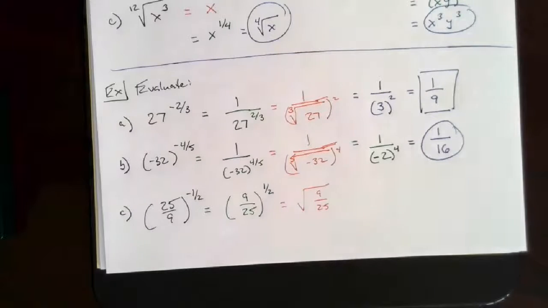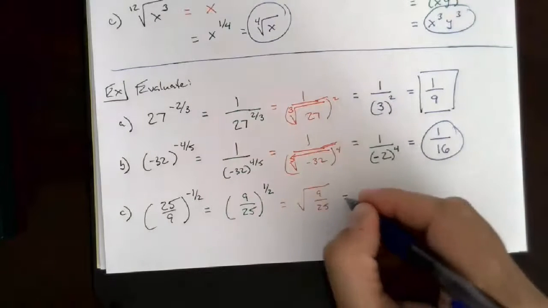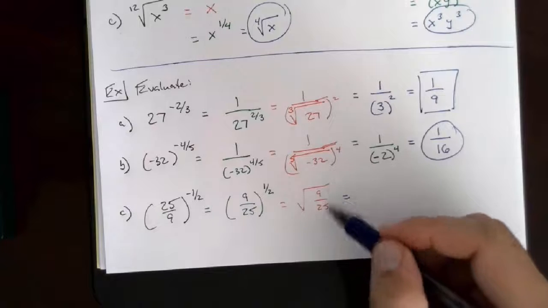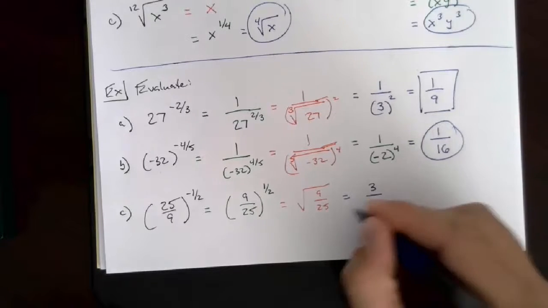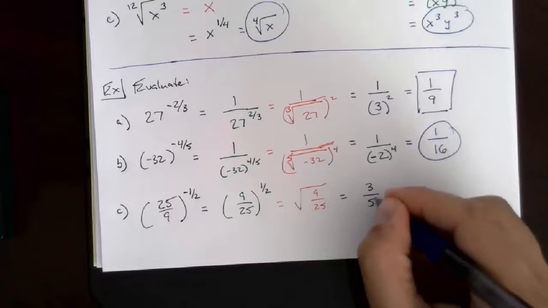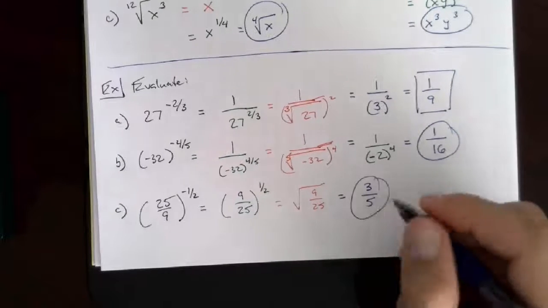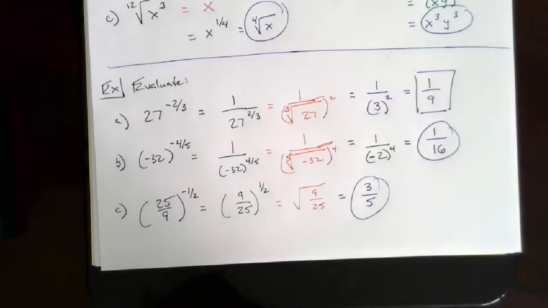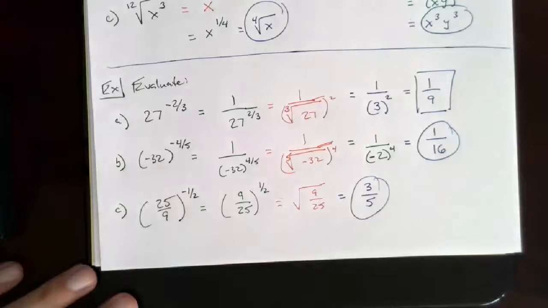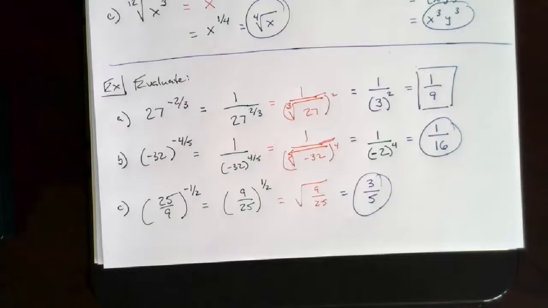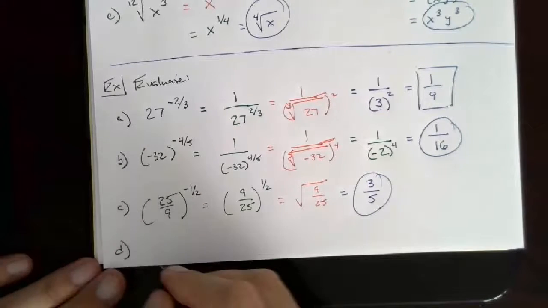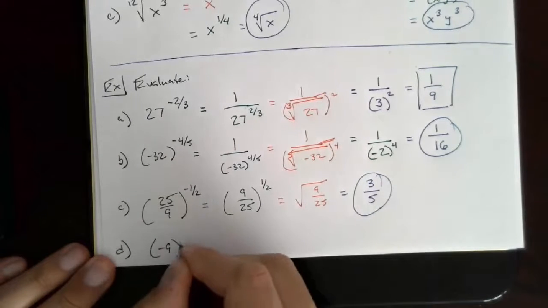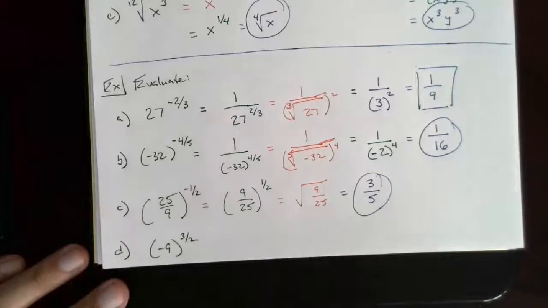And then now we're ready to evaluate. Now, the square root of 9 over the square root of 25. They're both perfect squares. The square root of 9 gives us 3. The square root of 25 gives us 5. So the answer here would be 3/5. And we'll look at just one more like this one. If I said I had this negative 9 to the 3/2 power.